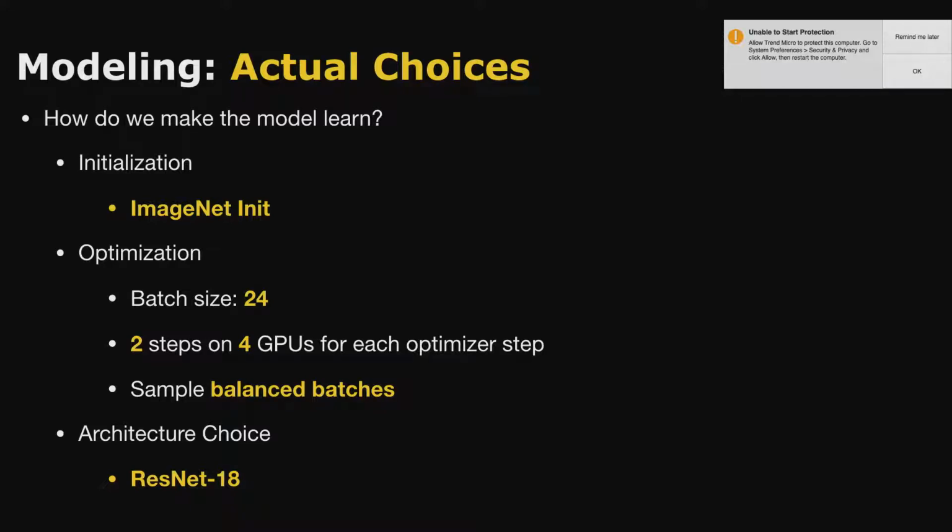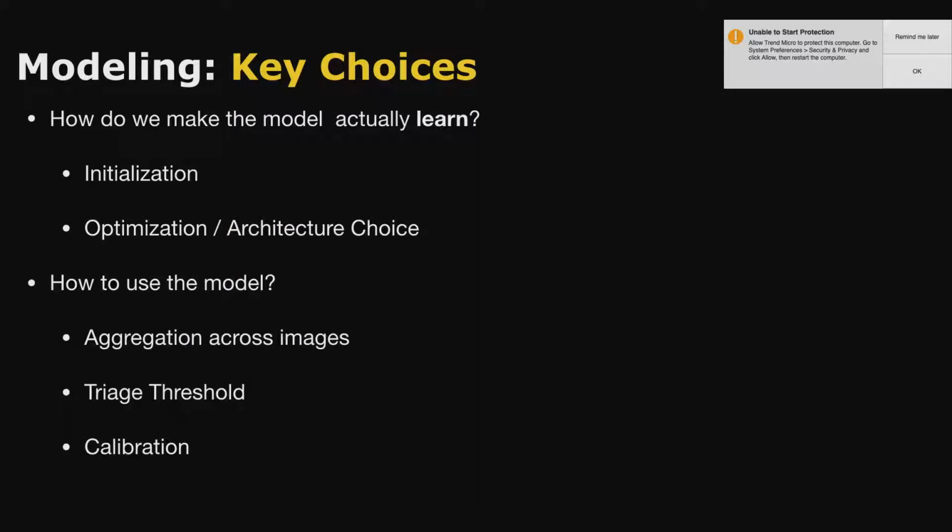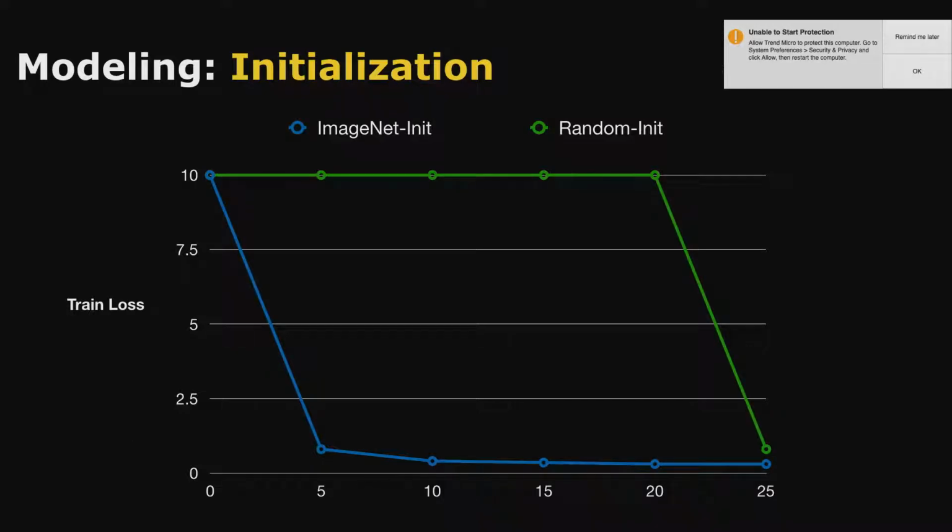And for backbone architecture, we use ResNet 18. That's just fairly standard. But as I said before, one of the first key decisions is how you think about your initialization. This is a figure of image initialization versus random initialization. It's not any particular experiment. I've done this many, many times.